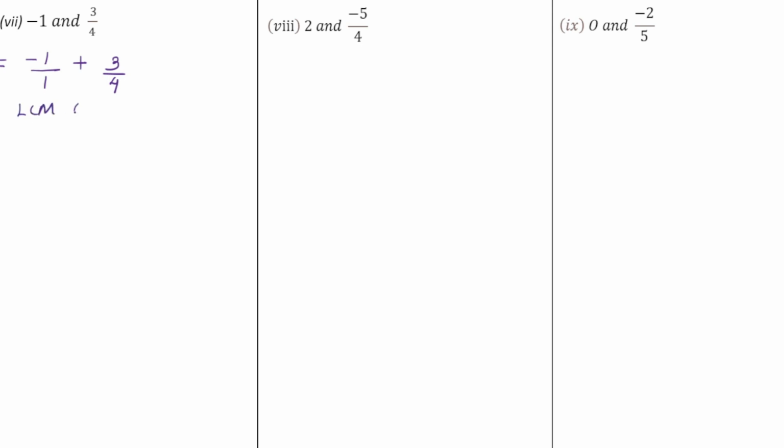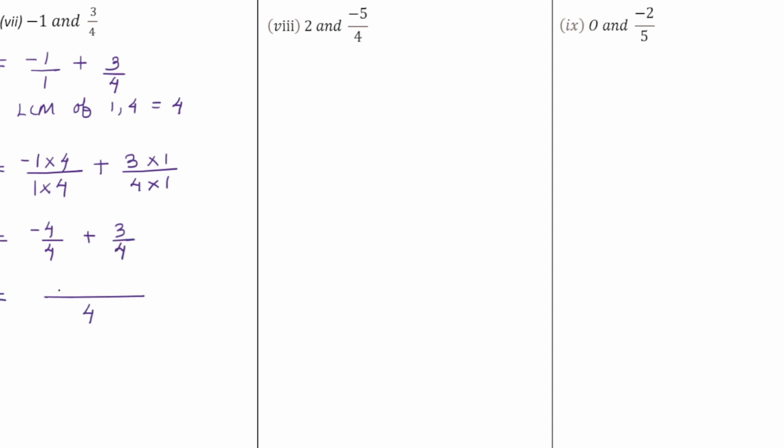So it is very clear that LCM of 1 and 4 will be 4. So minus 1 upon 1 is to be multiplied with 4 plus 1 by 4 is to be multiplied with 1. On solving this, you get minus 4 by 4 is to be added with 1 by 4. Take the LCM again, it will be 4, and now it's time to add the numerators. So add them, you get here minus 3 by 4.